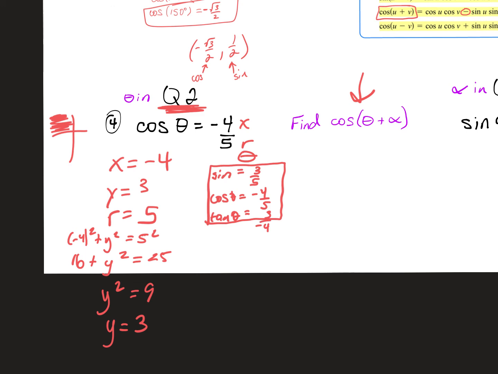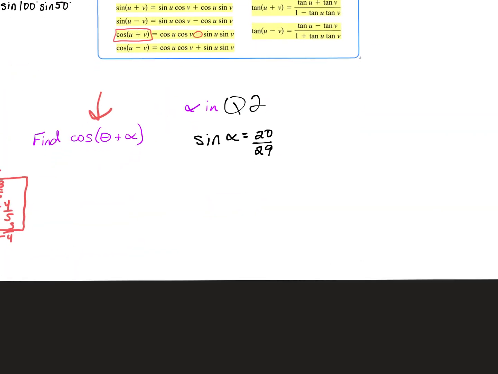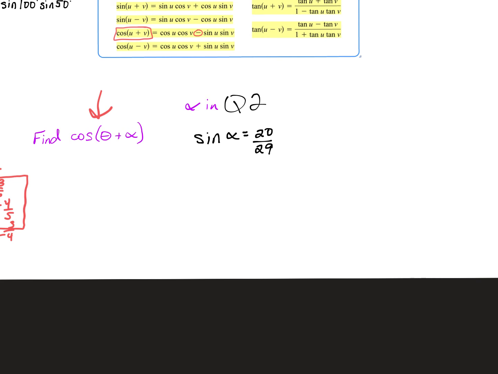Okay, so let's do the same thing over here. I think this is an alpha that I drew. I need my x, I need my y, and I need my r. All right, they told me that the sine is what over what? Sine is y over what? R. So the sine is 20 over 29. I have to find x.